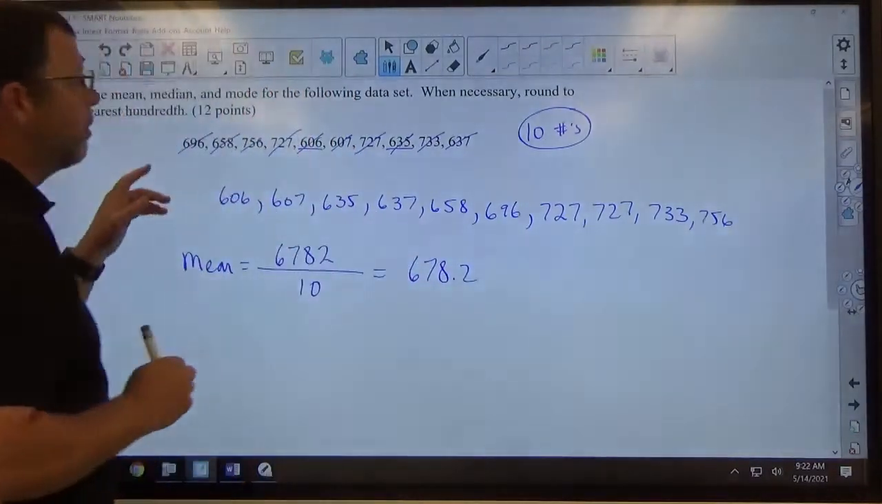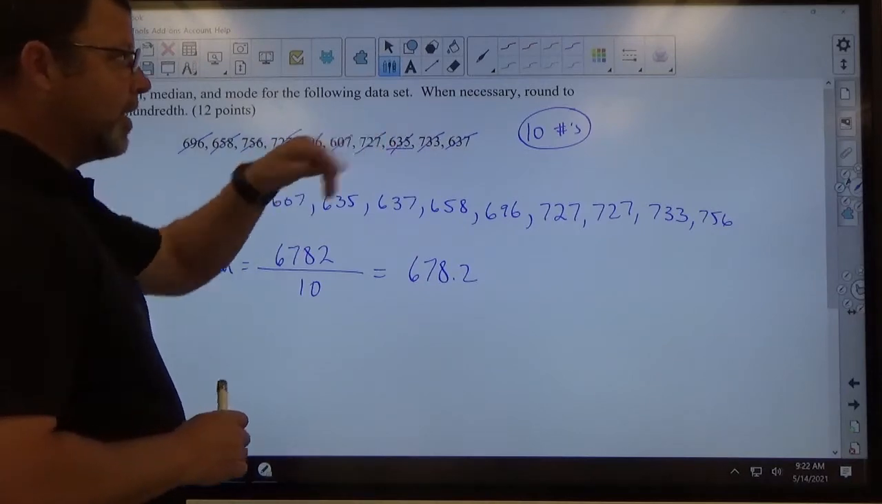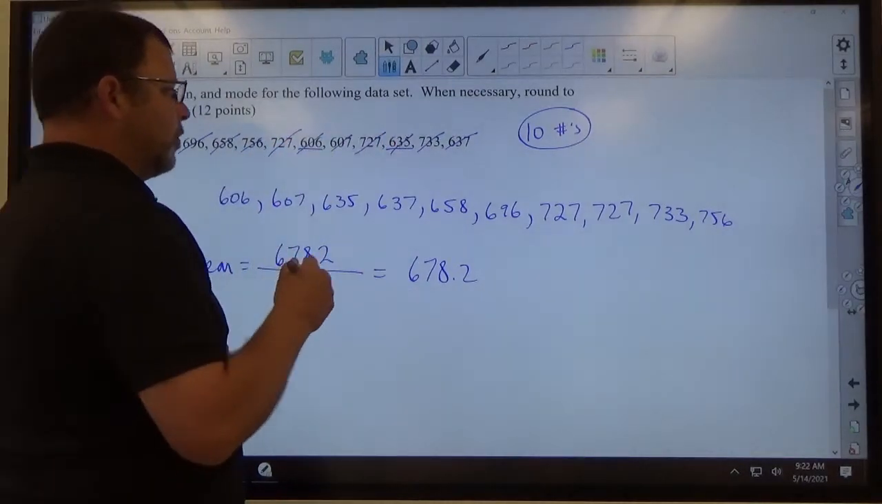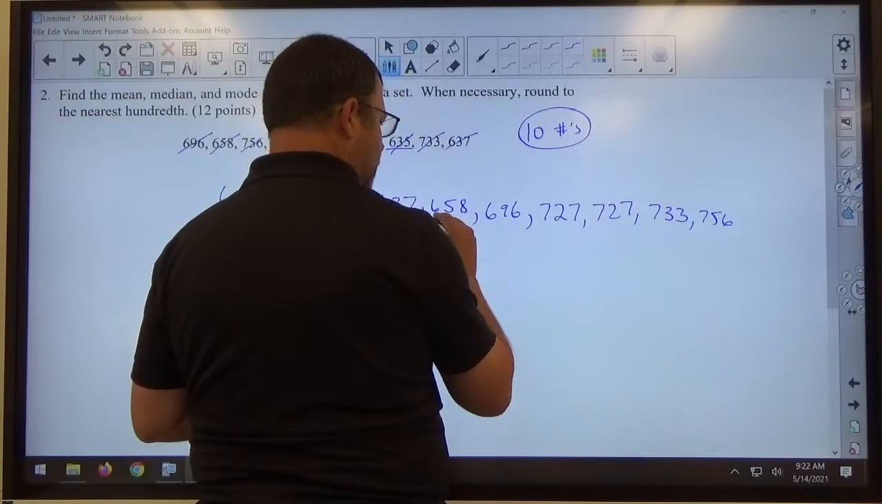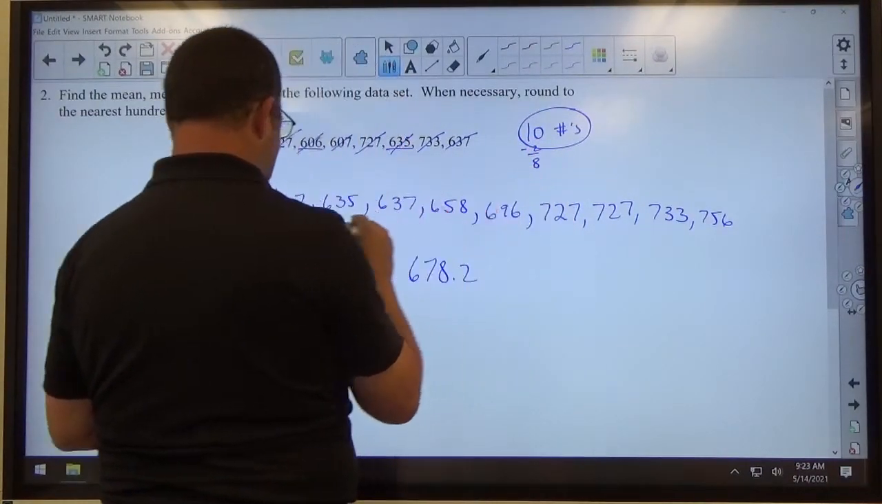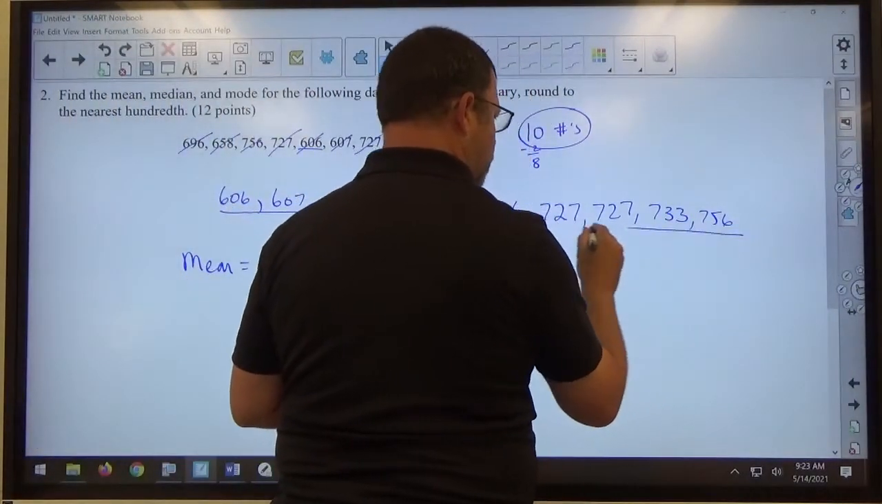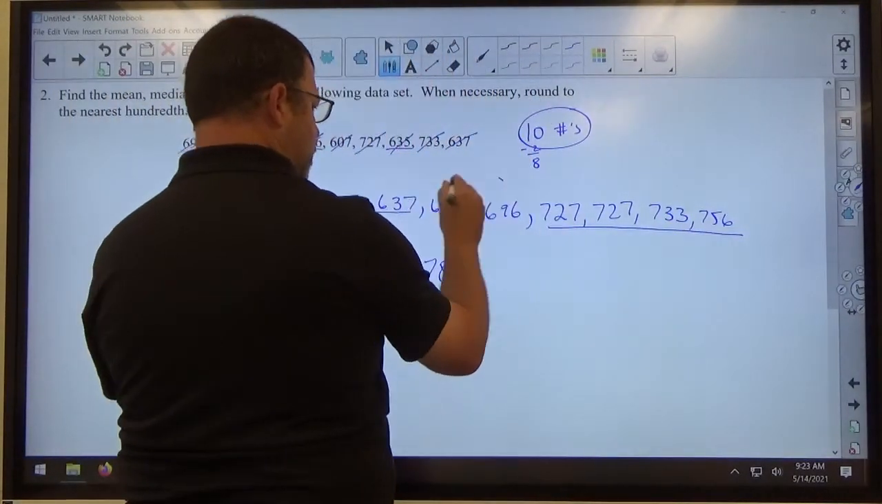Again, it says in the problem, when necessary, round to the nearest hundredth. That's 2 decimal places, so we don't have to round, that's just the number. For the median, for an even set of data, there are going to be 2 middle numbers. So 10 minus 2 is equal to 8, half of 8 is 4. So 1, 2, 3, 4. 1, 2, 3, 4. These are my 2 middle numbers.